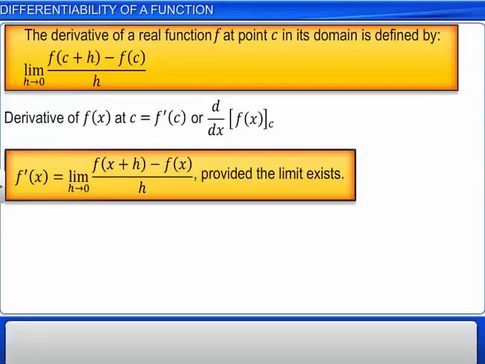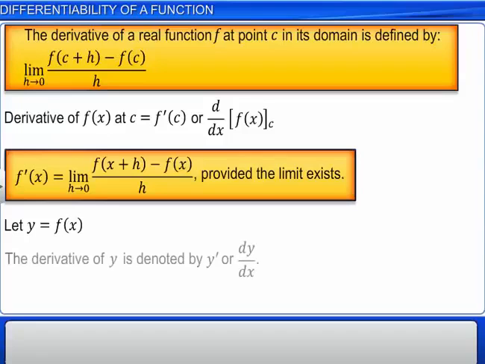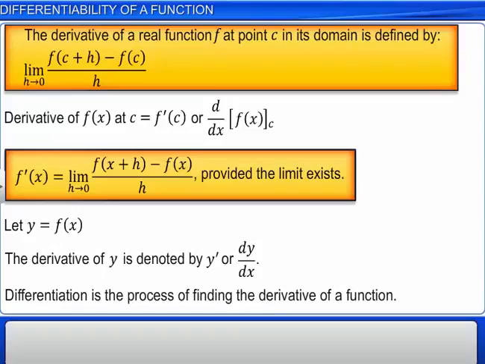Many a times, a function is defined as y is equal to f of x. For such functions, the derivative of the function is denoted by y dash or dy by dx. Differentiation is the process of finding the derivative of a function. Mathematically, we read f dash x as derivative of f of x with respect to x.